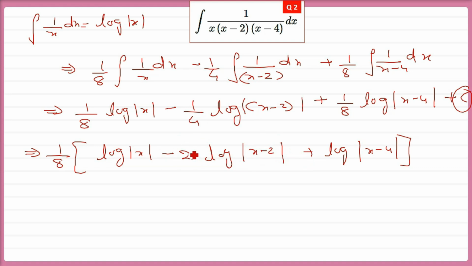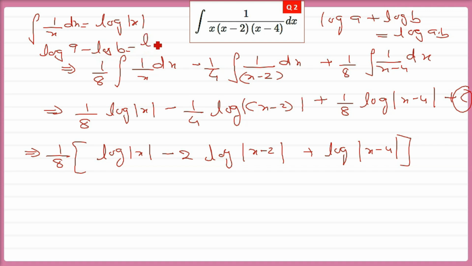Now there are 3 things I am going to use. First thing will be log a plus log b equals log a into b. So log a multiplied by b. This is the first thing. Second thing we'll use is log a minus log b is equal to log a divided by b. And third thing we'll use is a log b will be equal to log b raised to a.